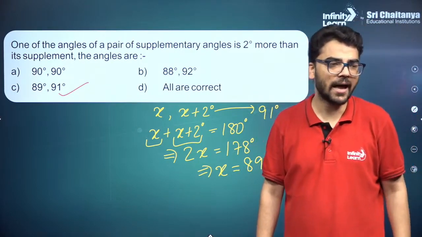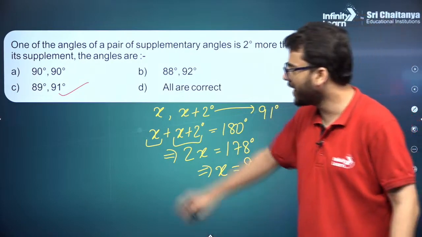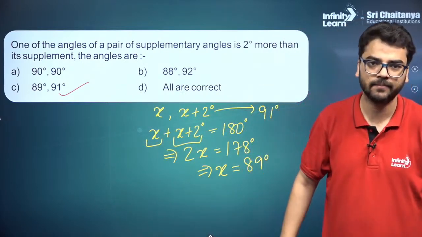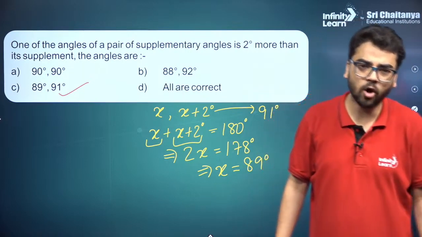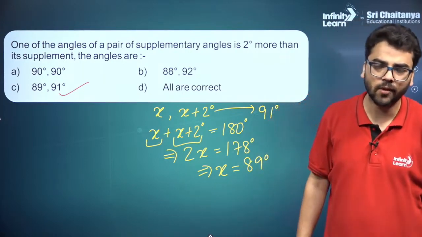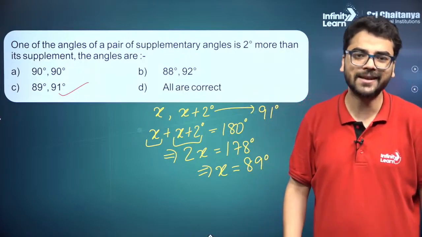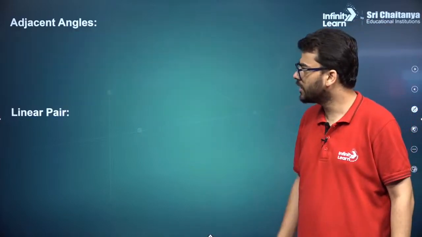89 and 91 are the two angles in which one angle is 2 degrees more than the other, and they are supplementary as well. You can verify that from the options as well. I mean, this is an MCQ question, so you can easily do it from options as well. I hope this is clear. Okay, let's move on to the next thing.